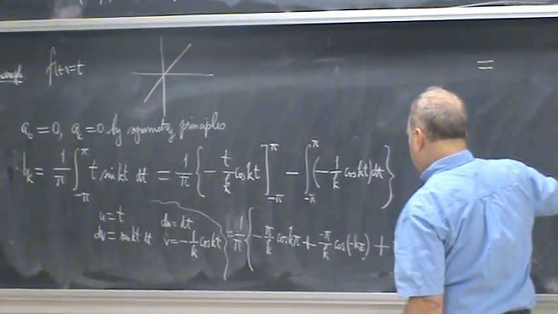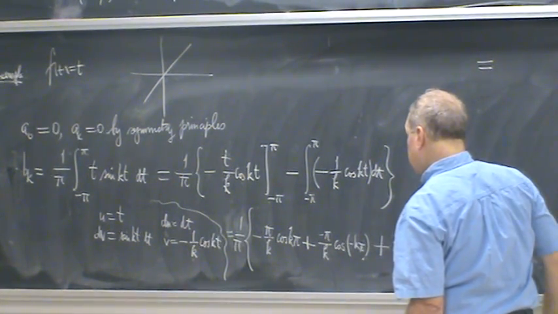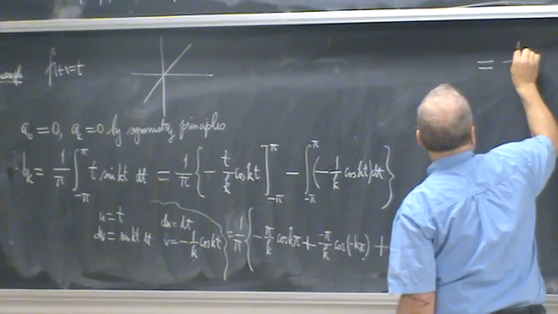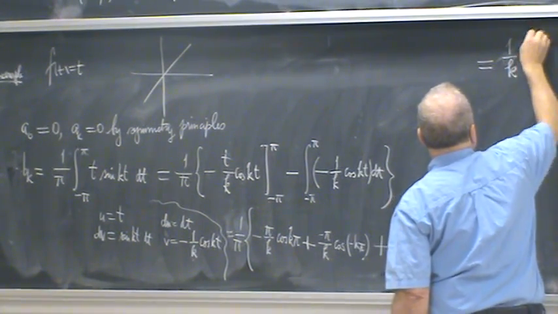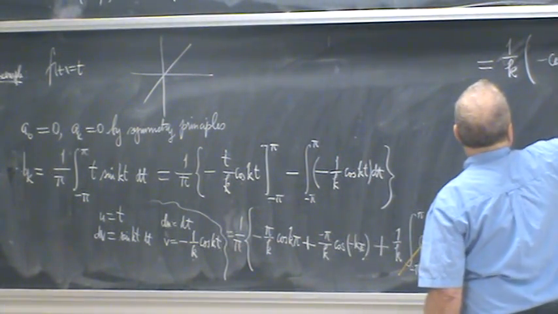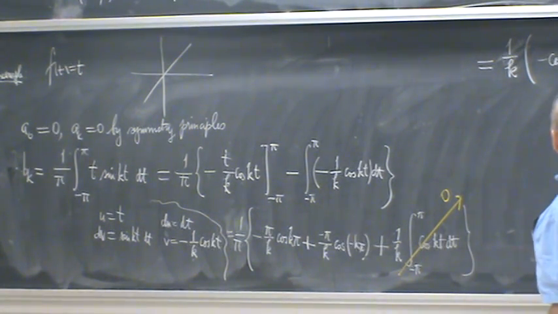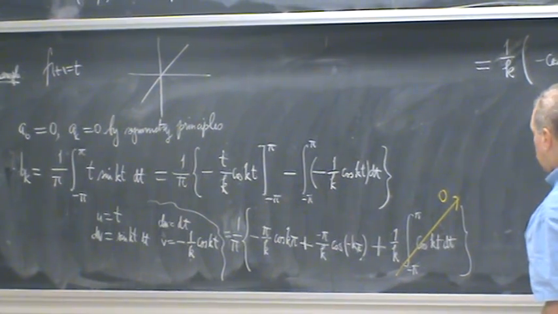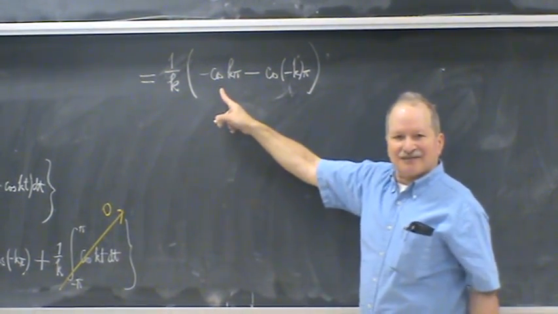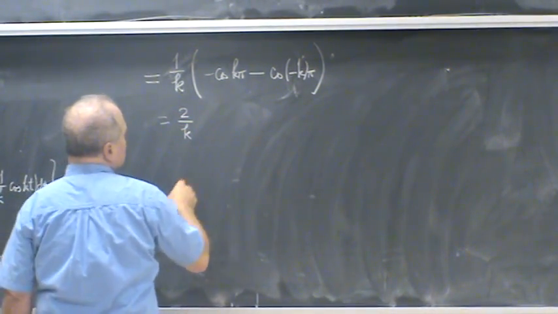I'm left with, pull out the negative pi of the k. The pi's cancel. I'm left with negative 1 over, so let's factor out a 1 over k. The pi's cancel. I've got negative cosine k pi plus pi over k is minus pi, cosine of negative k pi. Now I told you these guys are the same. So I'm going to have 2 over k. What is cosine of k pi?